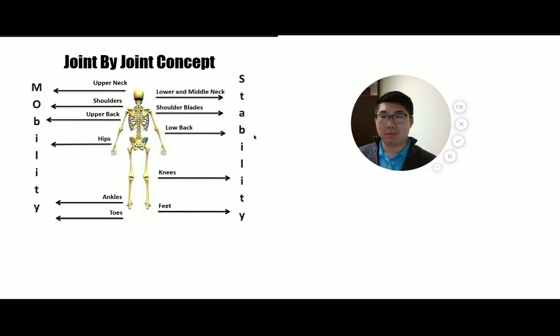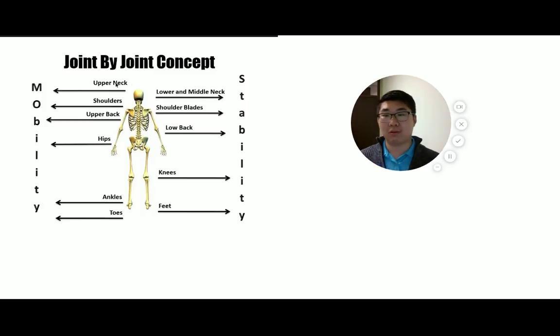However, one thing that may not be as apparent is these joints are actually alternating. So when you look at the toes connect to the feet, so the toes are mobile, the feet are stable, the ankles are mobile, the knees are stable. The hips are connected to the knees, so they're mobile. The low back is stable, the upper back is mobile, the shoulder blades are stable, the shoulders are mobile, and then lower and upper neck are stable and upper neck are mobile.